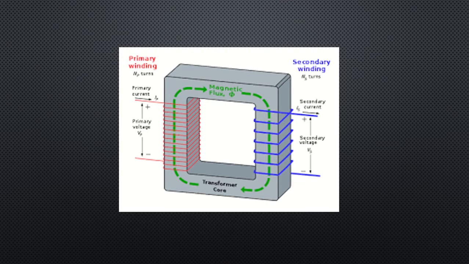Energy still can be lost in transformers. They're not perfect systems. There's some swirling currents that happen here throughout the magnetic field. These are called eddy currents, and energy is lost from eddy currents as heat. So we do lose some energy from transformers to heat.